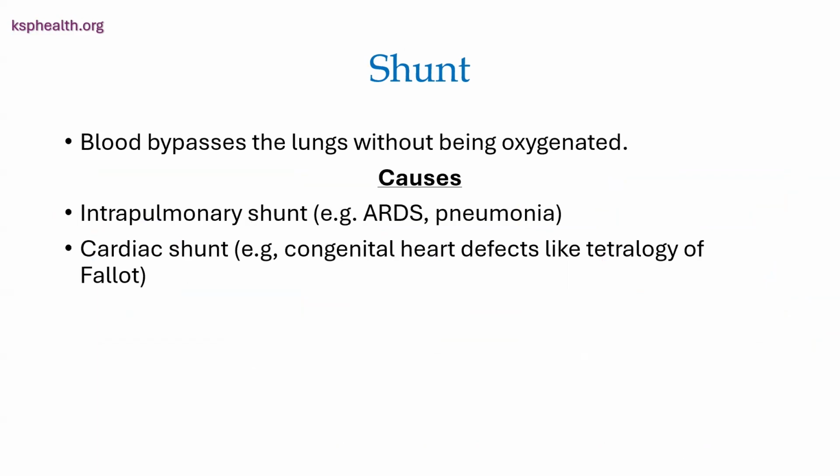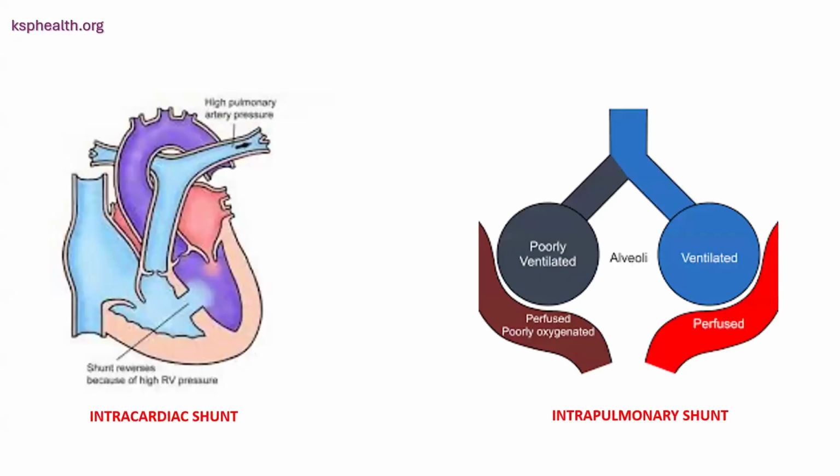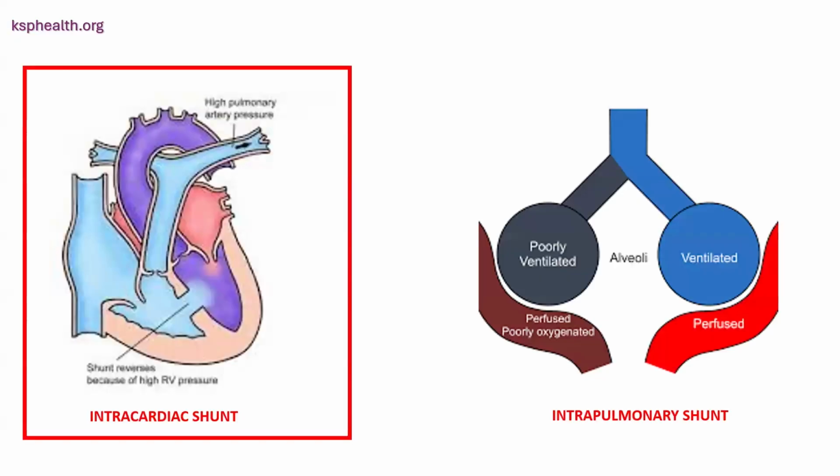Then true shunt. The true shunt can be intrapulmonary shunt or intracardiac shunt. The blood bypasses the lung without being oxygenated. The extremes of VQ mismatch can cause intrapulmonary shunt. Let's look at this picture. First, intracardiac shunt. The intracardiac shunt can happen most commonly either at the atrial level or ventricular level.